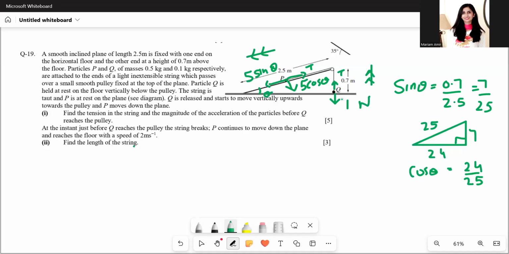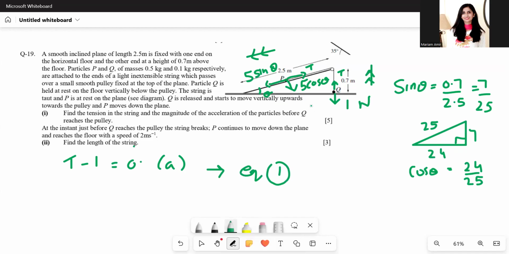Okay, no friction has been mentioned. That means mu is equal to 0. So we will not be entering friction in the equations. Okay, T goes upwards. So Newton's second law on Q would be forward force minus backward force is equal to ma. Equation 1. And sorry, it's 0.1 in, not 0.7 in.